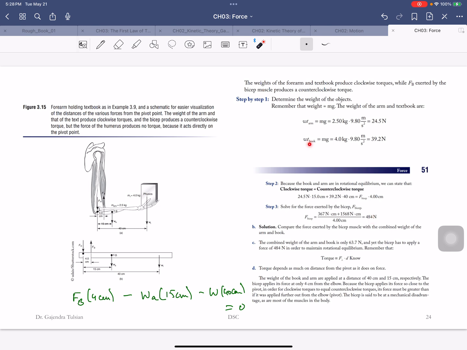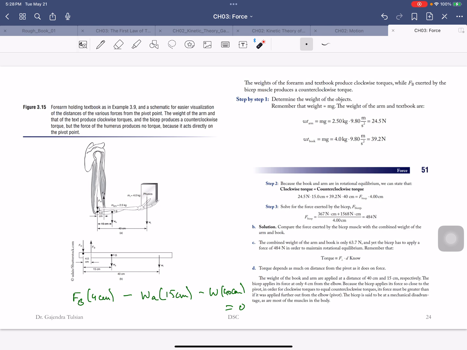See, the weight of the book is 40 newtons, and this is 480 newtons, 12 times greater. So to lift 1 pound of book, you have to apply 12 pounds of force. This force is 12 times greater.